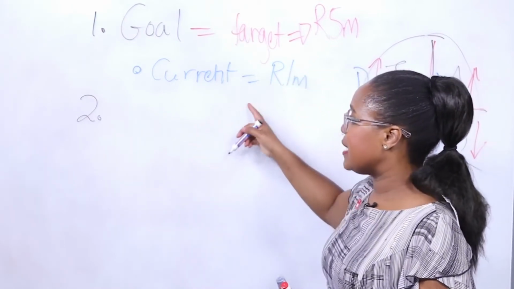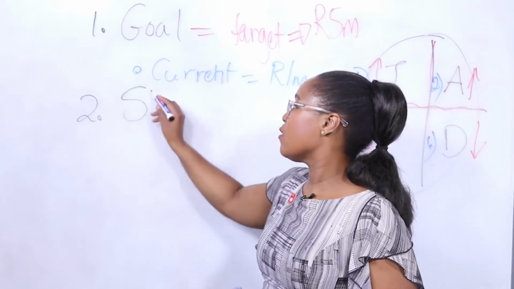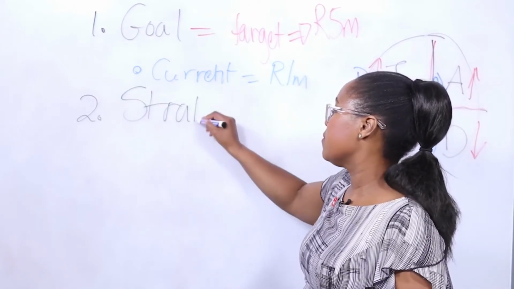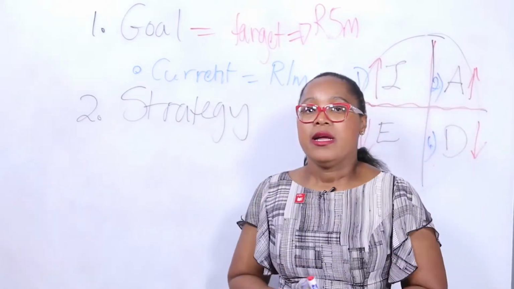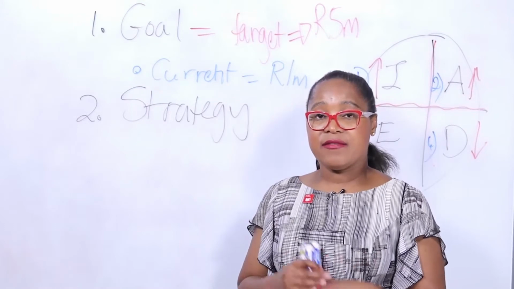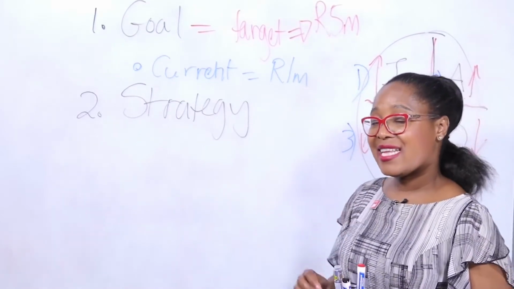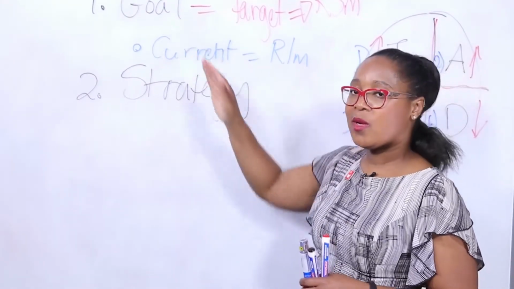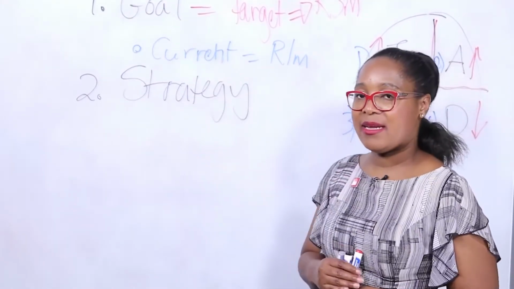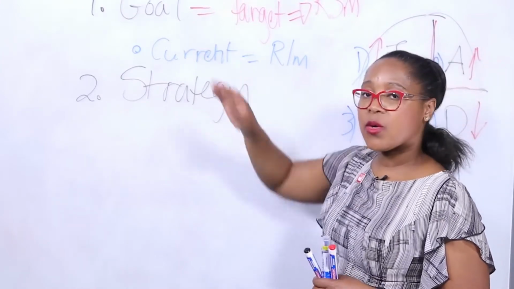how do I intend to achieve this? That then now talks to strategy. Now, one of the facilitators has covered the strategy already. A strategy is a clear plan on how you're going to achieve your goal. A strategy is a plan. So, what is your strategy to achieve your goal?